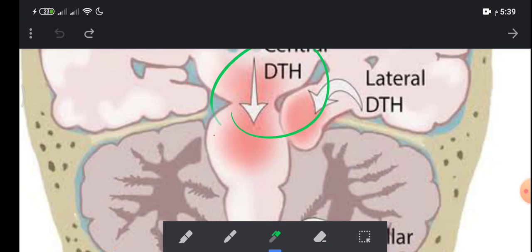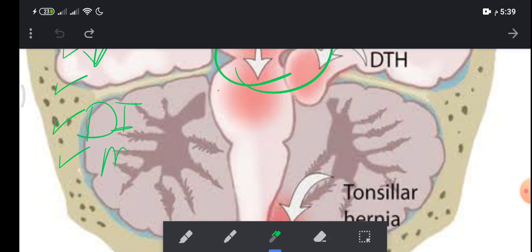So what about the central transtentorial herniation? The pituitary gland for sure is affected. So there will be endocrine abnormalities, there will be diabetes insipidus, and also there will be a decreased level of consciousness, and finally the pupil will be affected. First, the pupil will be affected in miosis, then it becomes a fixed dilated pupil.